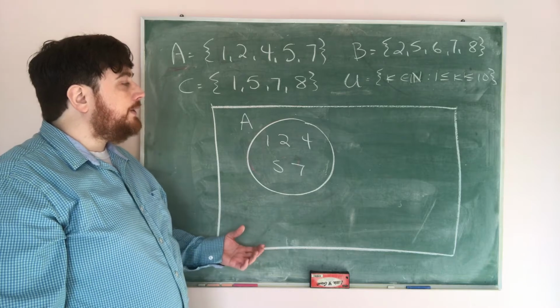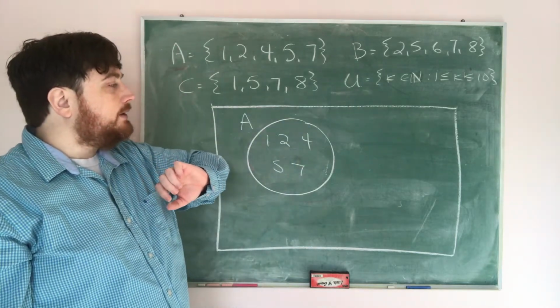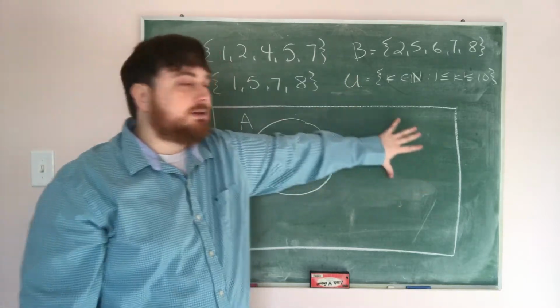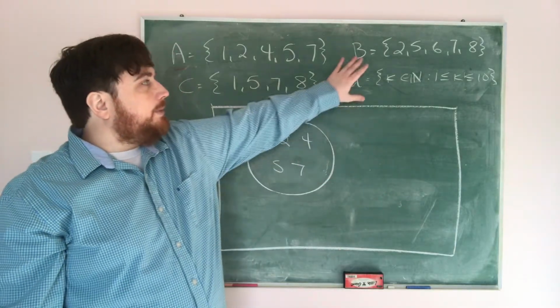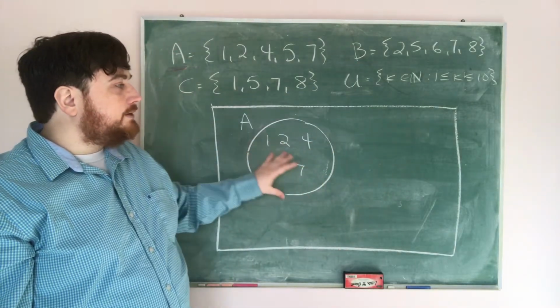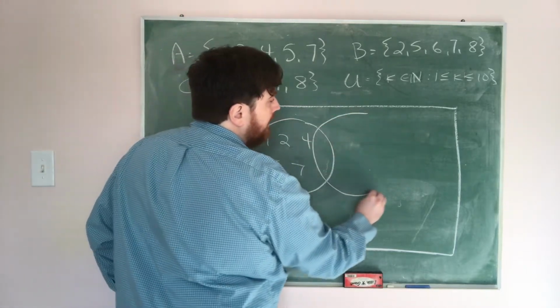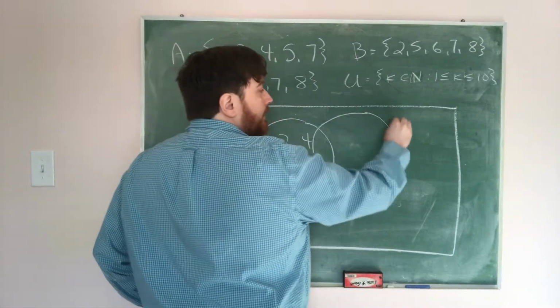Now as I continue with this, I'm going to look at B next. And so B is going to be another circle. B is going to be contained within U, so the circle needs to stay within this rectangle that I've drawn here. And some of B is going to be the same as A and some isn't, so I need to draw a circle that intersects the A circle, but also has some stuff outside the A circle, so I'm going to denote this as B.